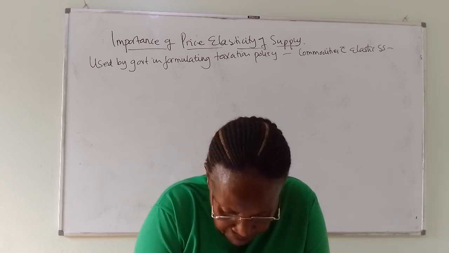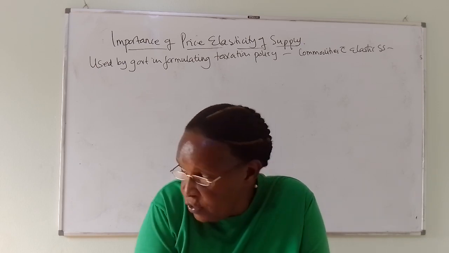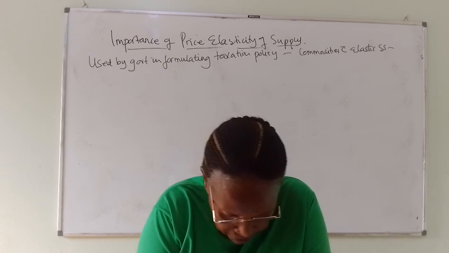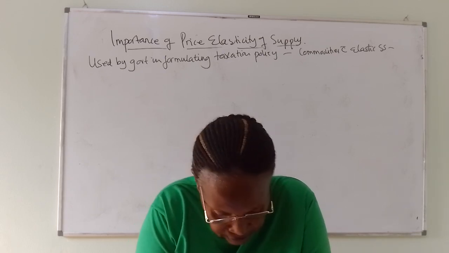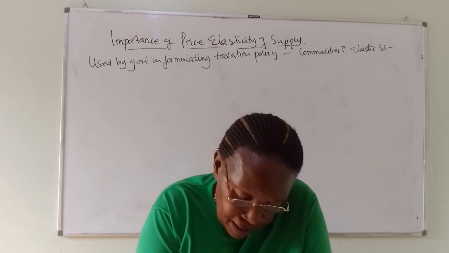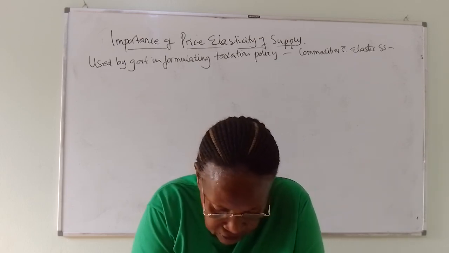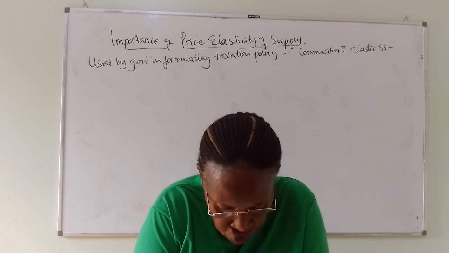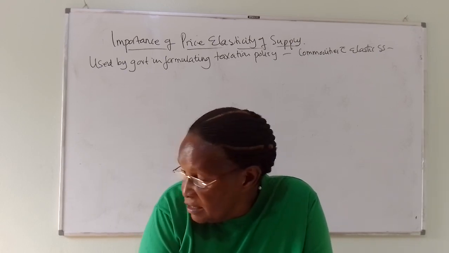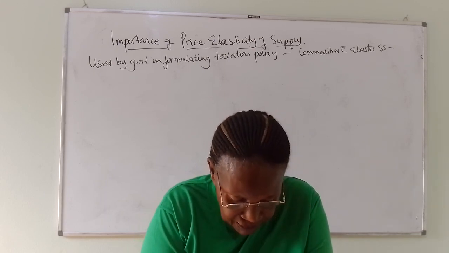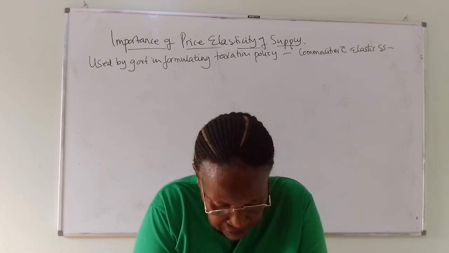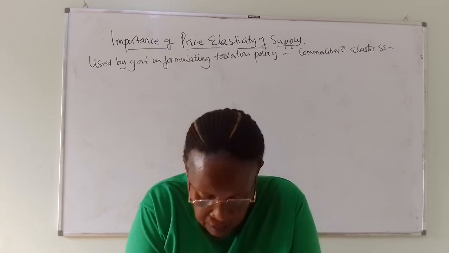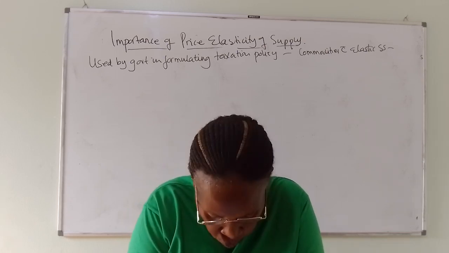Then it is used to determine the incidence of a tax. Who actually pays the tax? Is it going to be the producer or the consumer? So where the commodities are having inelastic supply, usually the tax is paid by the producer, and that tax is going to make our supplier have less profitability. And when the supply is elastic, definitely the tax burden on the producer is going to be low.